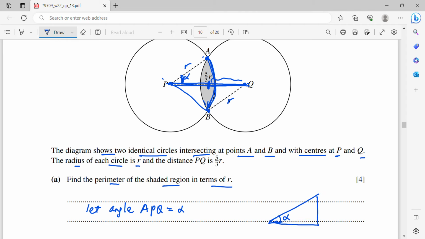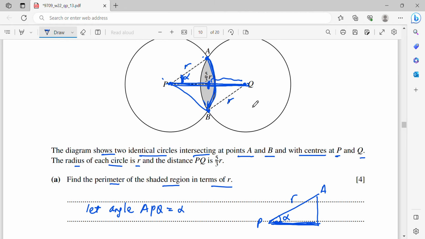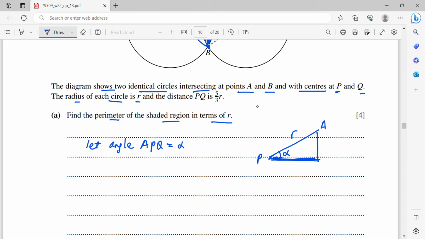This is my alpha. So this is r, this is p, this is a. Which means this horizontal distance is going to be this part. Which means it's half of 5 over 3r. Which means here is going to be half of 5 over 3r, which means it is 5 over 6r.